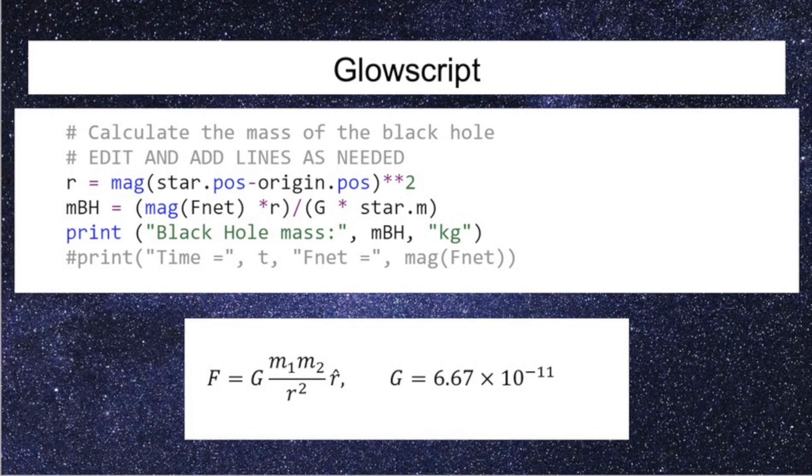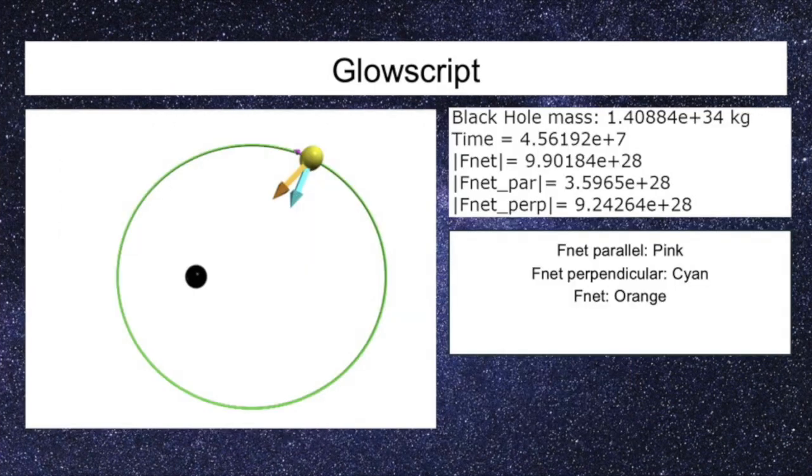I coded the GlowScript so that it would print the black hole mass as the code progressed. You can see my finished code here, with the black hole as the black circle, the star as the yellow circle, the trajectory as the green circle, the F net parallel as the pink arrow, the F net perpendicular as the blue cyan arrow, and the F net as the orange arrow.